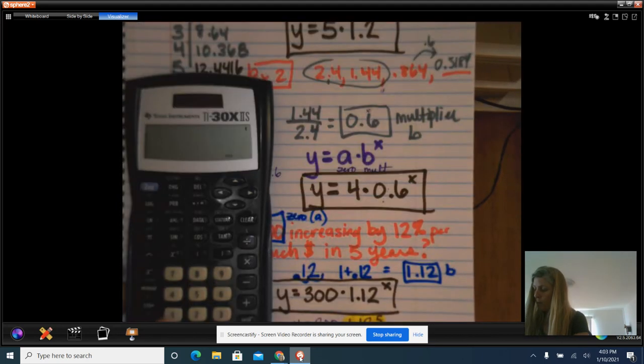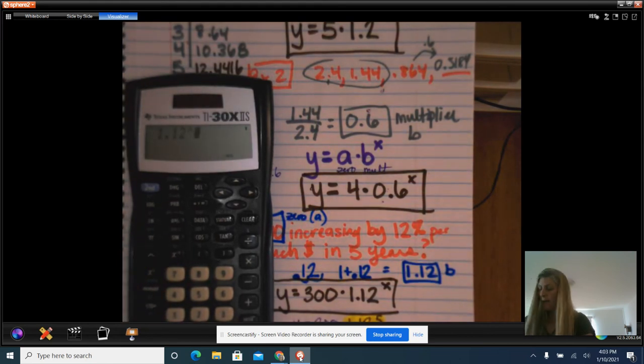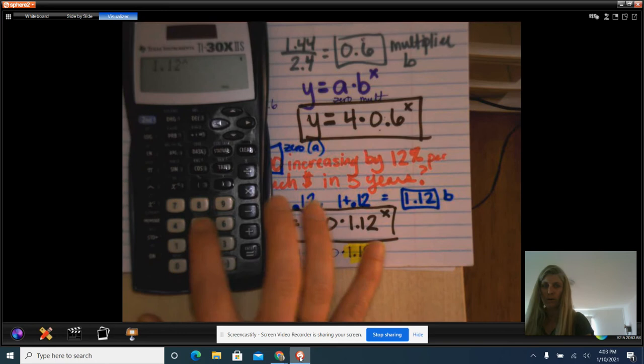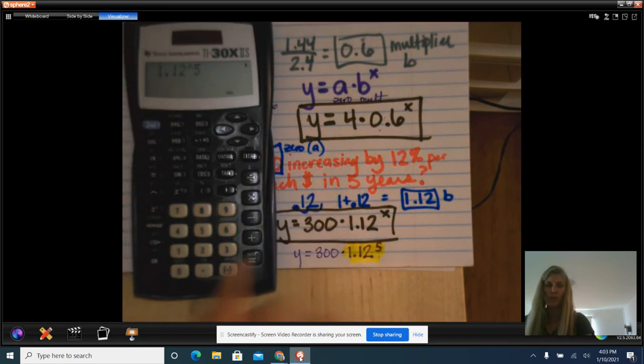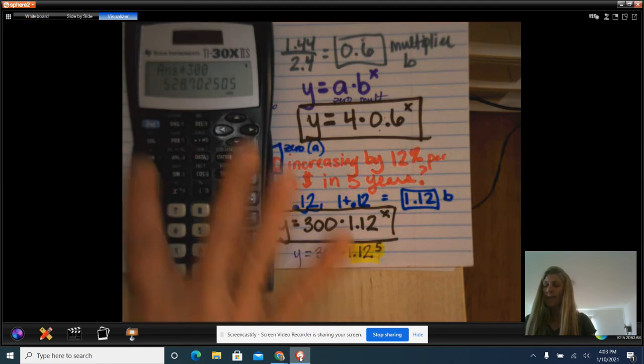So let's go ahead and do that in our calculator, or you can have a tab open on Desmos. So I put in 1.12. I put my caret there, and it's to the 5th power. And then I press enter on my calculator. Now that is 1.12 to the 5th power. I leave that in my calculator. I don't want to round it too early because when I round it, I become less accurate in my mathematics. It goes on forever and ever. And then I'm going to multiply it by 300. And that gives me my total.